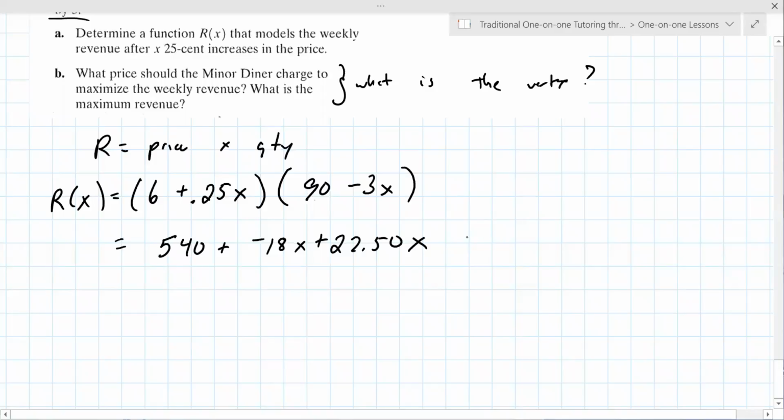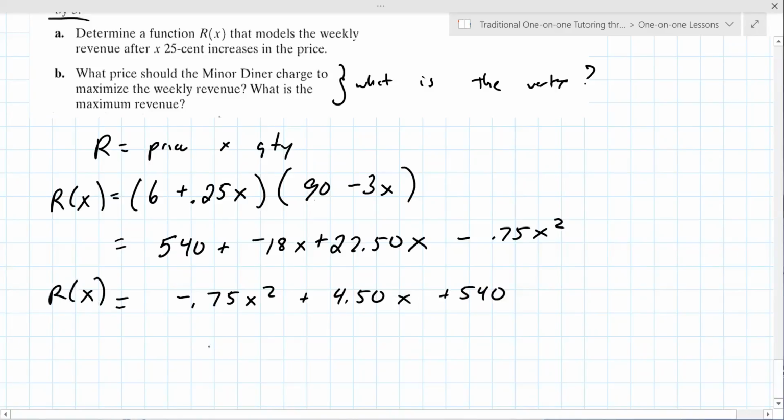And then minus 3/4 or 0.75 x squared. Okay. So you rewrite this as minus 0.75 x squared plus 4.5 x plus 540. And you need the vertex. So your A is minus 0.75, your B is 4.5.